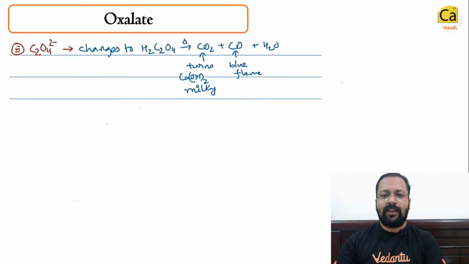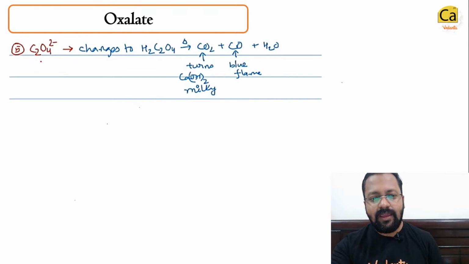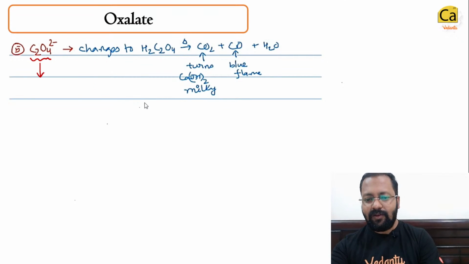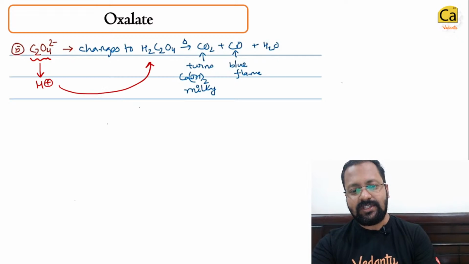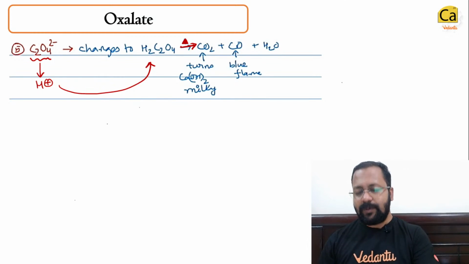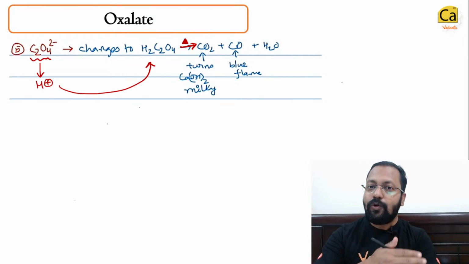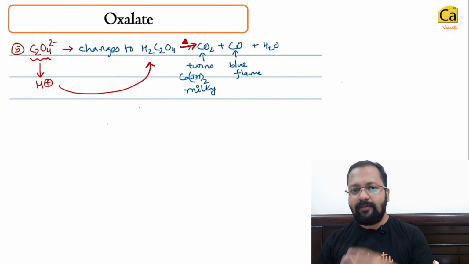Okay, next we look at oxalate. For oxalate, two things are very important to remember: oxalate will react with H plus to form oxalic acid, and oxalic acid decomposes. We decompose oxalic acid by heating, and it gives two important substances, CO2 and CO. CO2 turns lime water milky, and carbon monoxide burns with a blue flame.